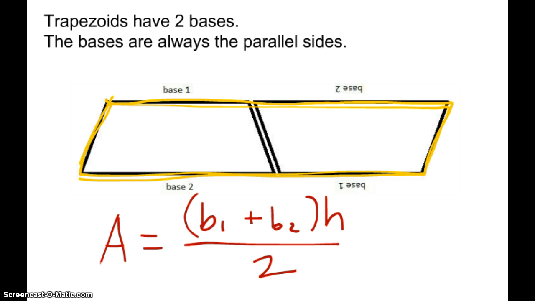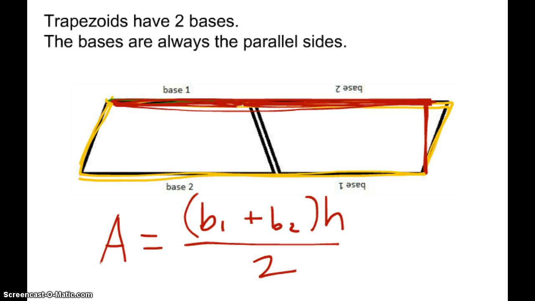Well, what did we do? We have to take base 1, let me do that in red, a darker color, plus base 2, because that's the length of one whole side, times the height. So same as the formula for a rectangle, but we just added our bases together to make the whole base. So the length of the whole base times the height would give us the area of this entire parallelogram.